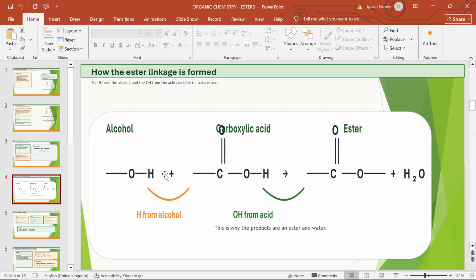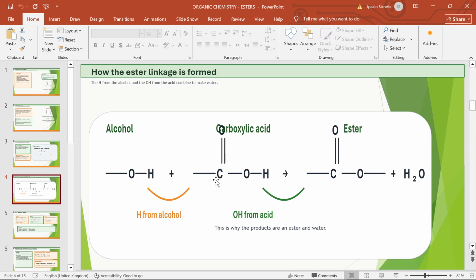So what will happen for water to be formed is that the alcohol will donate hydrogen, while the carboxylic acid will donate hydroxide, OH. So hydrogen plus hydroxide will give you water. So that's how the water is formed. Then whatever remains is the ester linkage. So the CO from the carboxylic acid plus the oxygen from the alcohol will form the ester linkage.